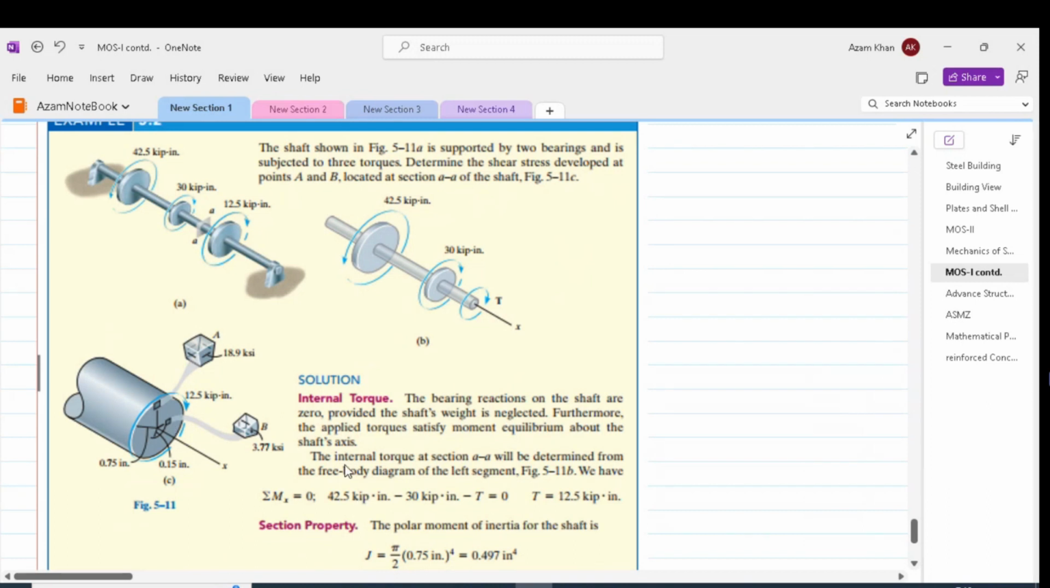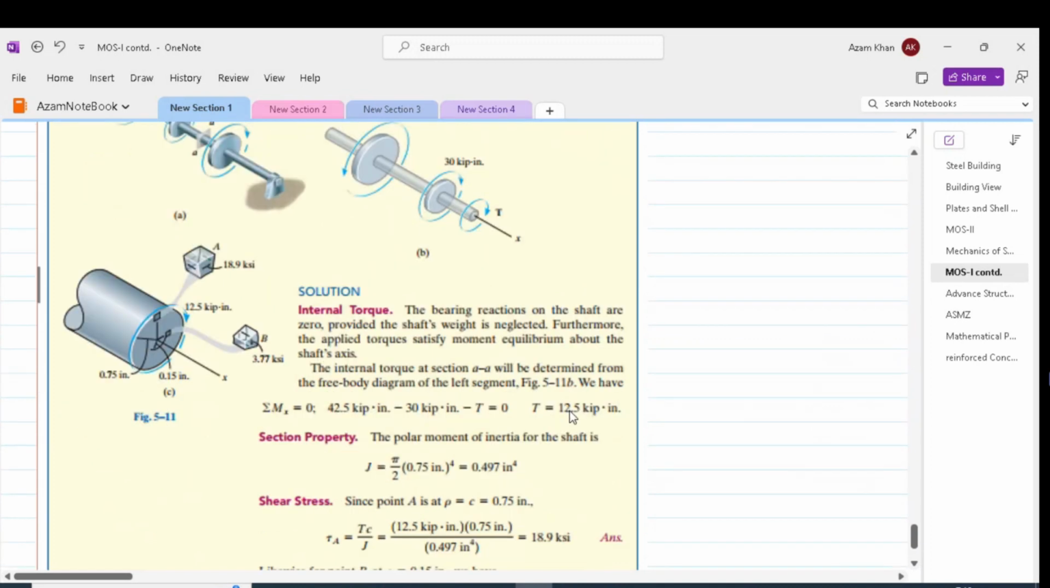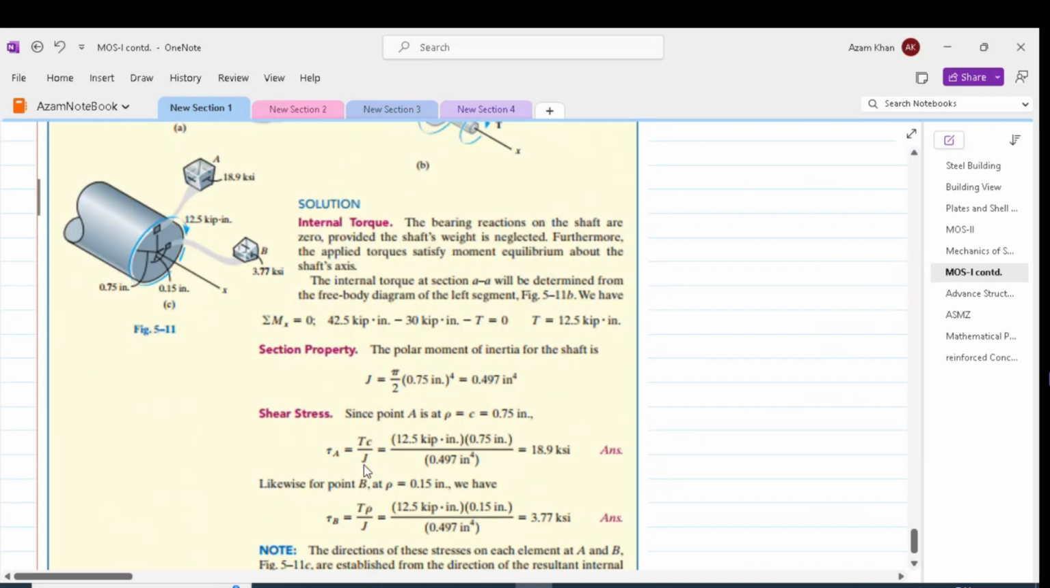So first of all, we will have to find out the moment at point A. So the summation of moment about the x-axis must be equal to 0, which gives us 42.5 minus 30 minus T equal to 0. In this expression, we are considering moment in clockwise direction as positive. That will give us T equal to 12.5 kip-inch. Once T is worked out, after that we will find the polar moment of inertia, which is pi r to the power 4 by 2. Then we will plug the values in the shear equation.